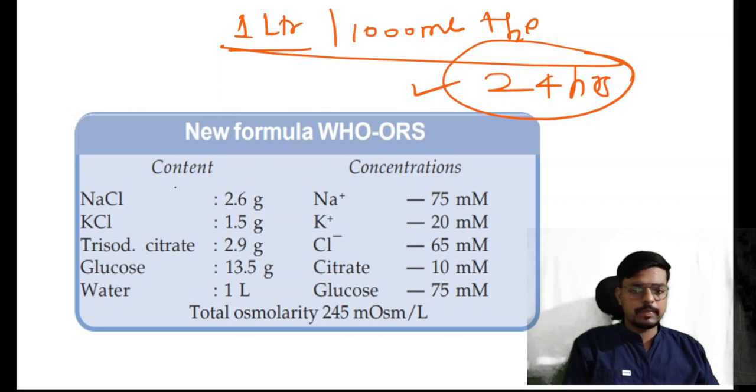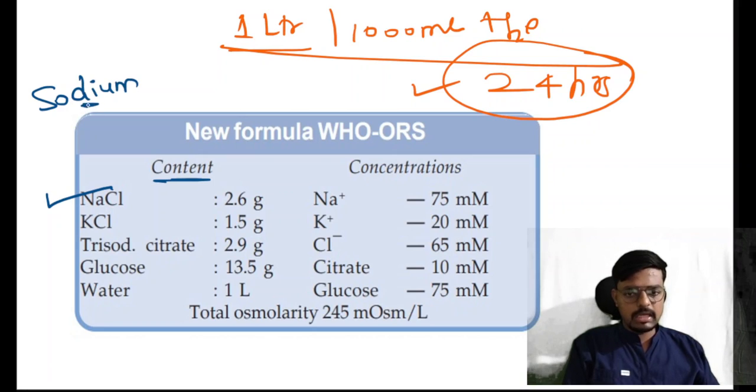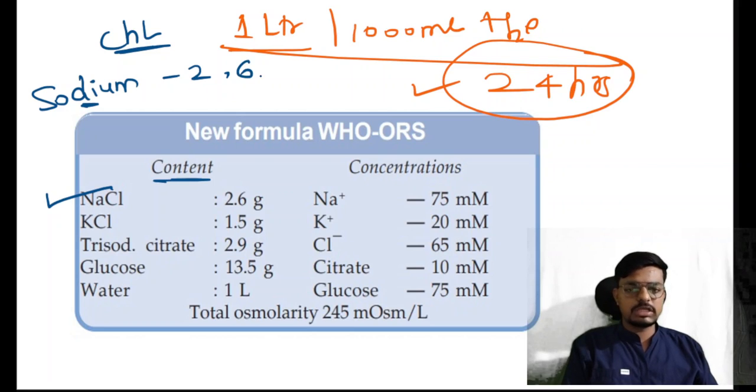That is the content of our ORS. You can take a screenshot of this one, it will help all of you. The sodium chloride amount in the ORS will be 2.6 gram. How can we remember this? In sodium there is 'di', and di stands for 2. In chloride, CHL is there, and 'che' means 6. So 2.6 gram of sodium chloride will be there.